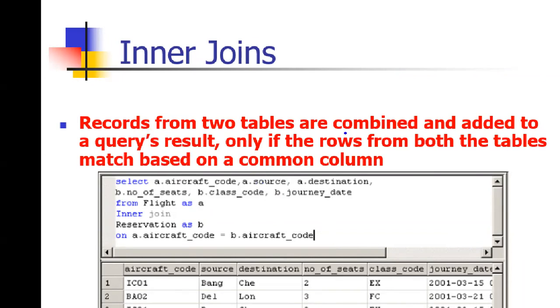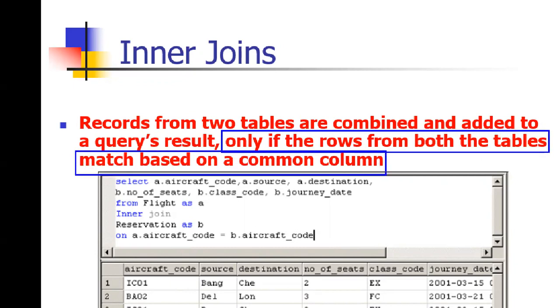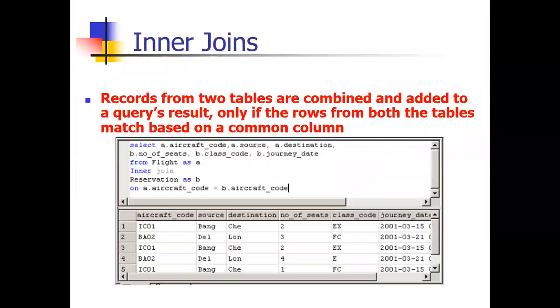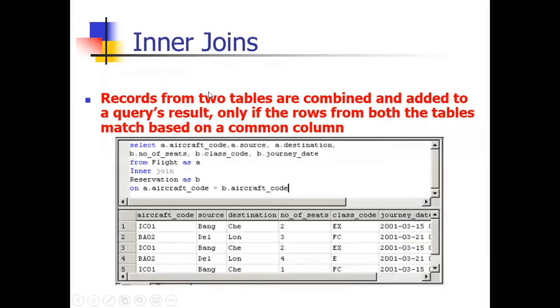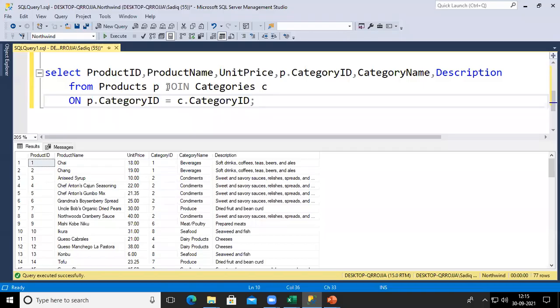The records from two tables are combined and added to the query's results. That means output will be displayed only if rows from both the tables match based on the common column. This is what happens in the case of inner join. So only the common data will be shown from both the tables. Now, how do we define the inner join? By default, it is an inner join itself. If you want to define it explicitly, I'll just use the keyword called inner join. That's it.